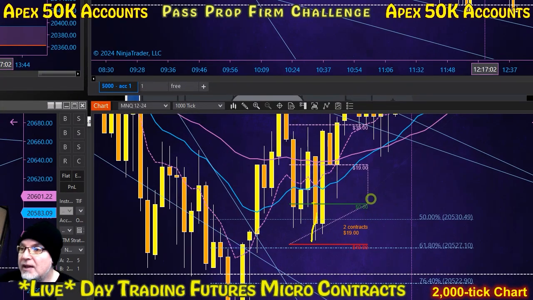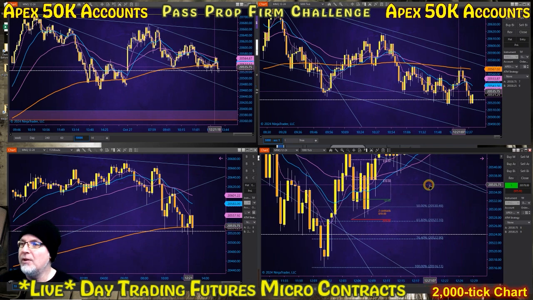And I get in, let's say I get in late way up here. I still got 2 to 1 on this green already. And you look at two micros risking $19. I'm risking $19 and I can make $40 on this quick little Fibonacci trend line break. Okay, this is what I want to do.